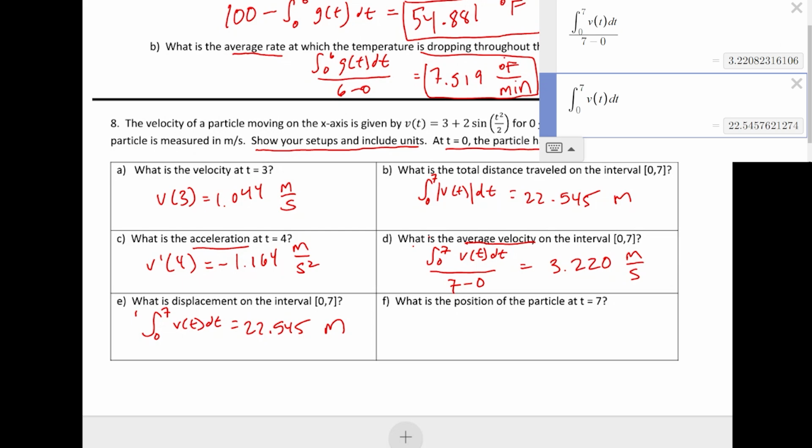Finally, what is the position of the particle at t equals 7? So to find this final position, we're going to take our initial position. So I'm going to say v is going to equal the initial position, which, what was it again? At t equals 0, the position is 5 meters. So that's our initial position plus the net change in position from 0 to 7. And that's exactly what we had before, but we just need to add 5 to it. So we get 27.545, and that's going to be in terms of meters.